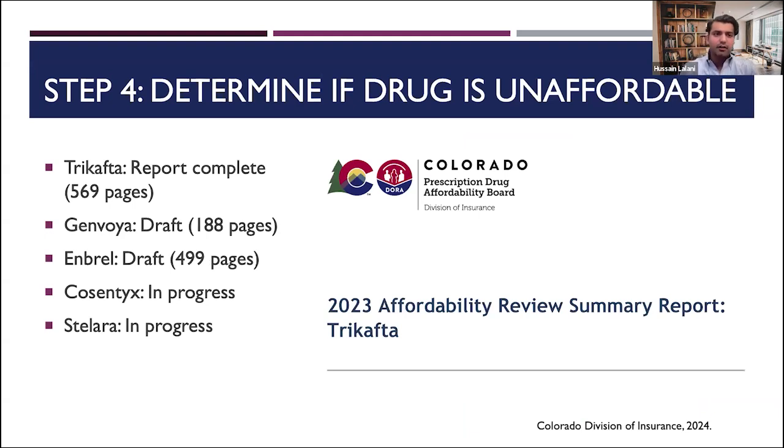So now here's where we are currently. Step 4 is we have to determine if the drug is unaffordable. And this is step 4 of the affordability review process. So far, they've completed 1 of the 5 reviews. That's for the drug Trikafta. And this is a screenshot of the report, which is available online for free. And it is 569 pages. Now this summary report is only 25 pages though.